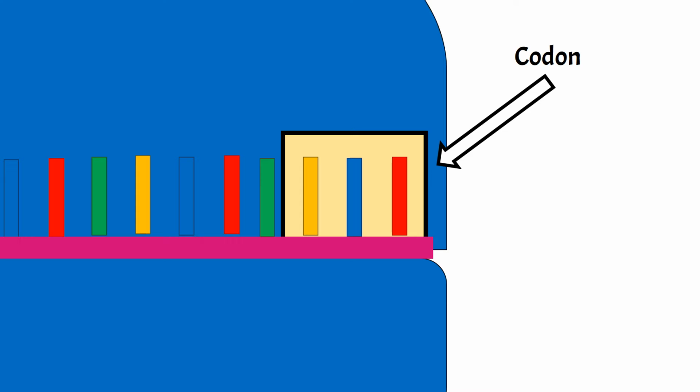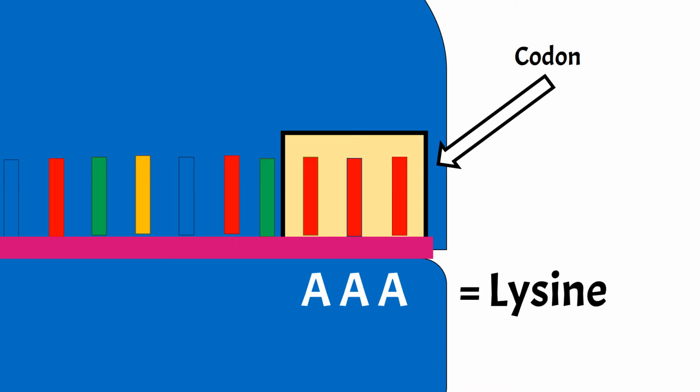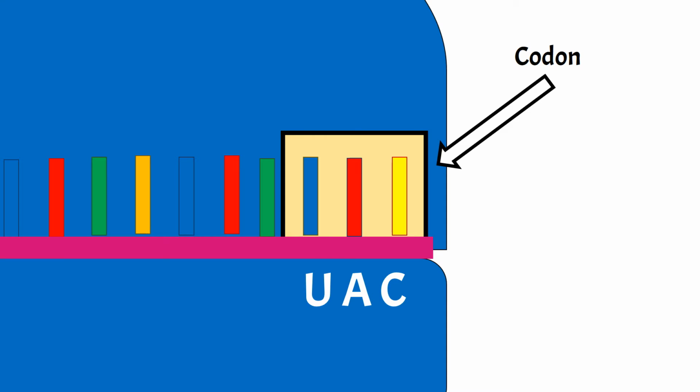A codon is a sequence of 3 bases on RNA that code for one of the 20 amino acids. For example, the codon AAA will tell the ribosome to add the amino acid lysine. AGA tells it to add arginine. UAC tells it to add tyrosine, and so on.